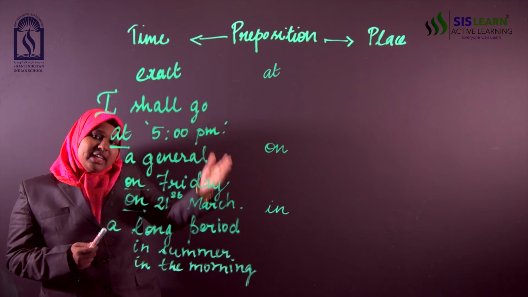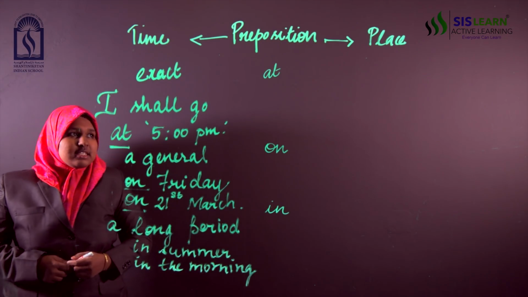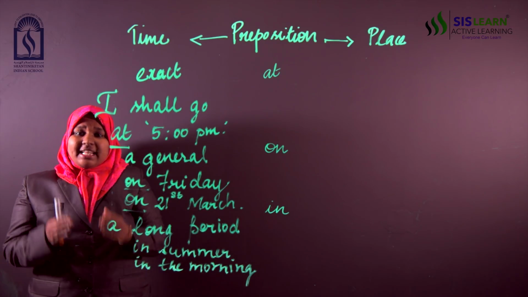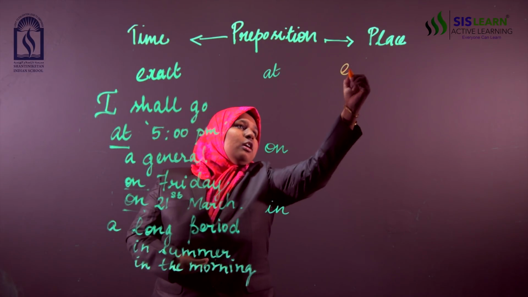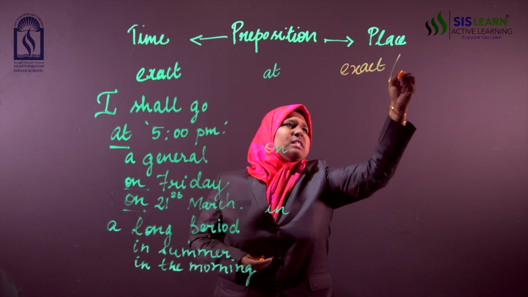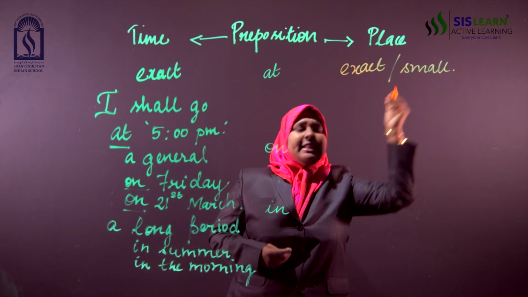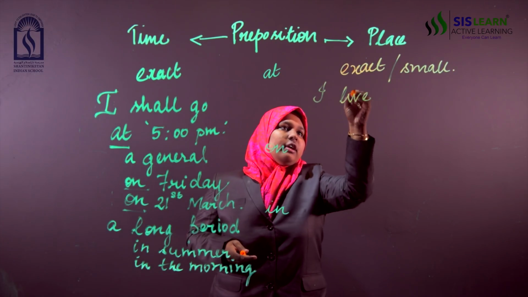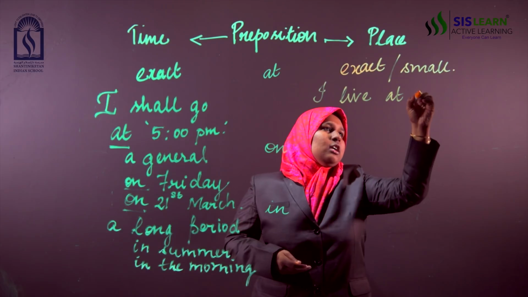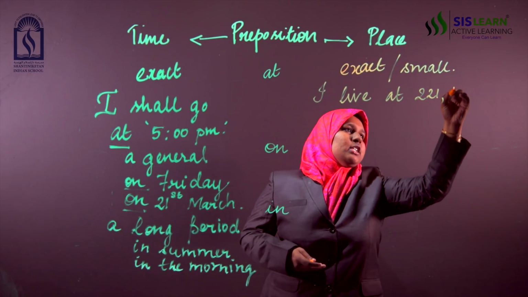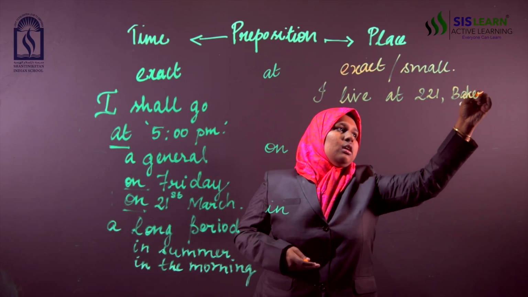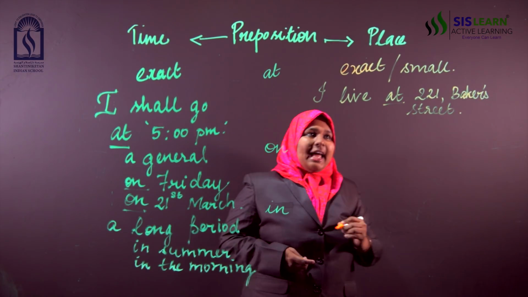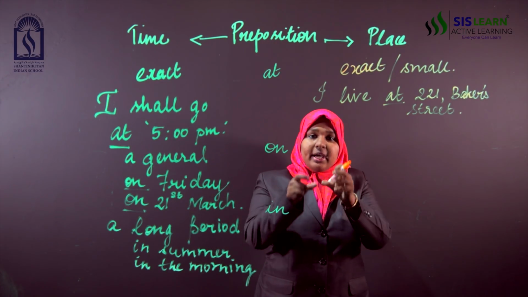Now let's see how these prepositions are related to place. Looking at the first preposition, at, in relation to place, it denotes an exact place or a small place. This need not be known to everyone. For example, I live at 221 Baker's Street. So here the preposition at denotes an exact spot where you are living.